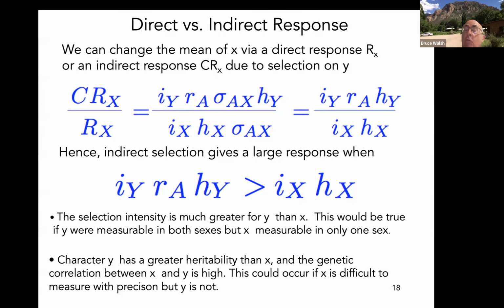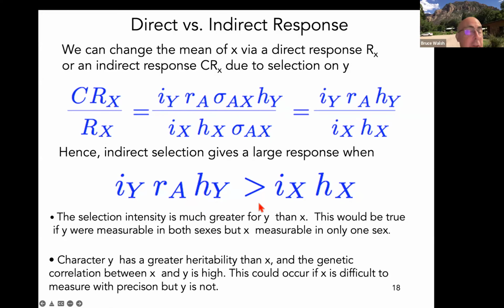And so instead of directly selecting on fungal resistance, I could select on gap size between the heads of a seed, which is actually very easy to measure. I can measure that quickly. If I can measure that quickly, I can put much higher selection on it. I can measure very accurately, have a higher heritability. And so this is the ratio of the response selecting on Y in X versus directly selecting on X. And here's what you get.